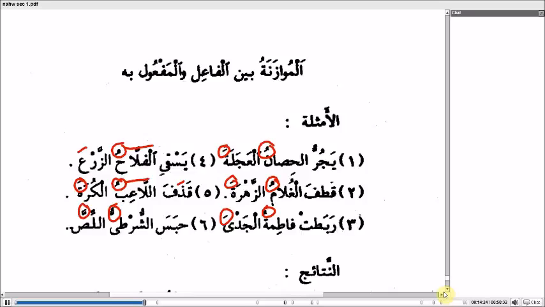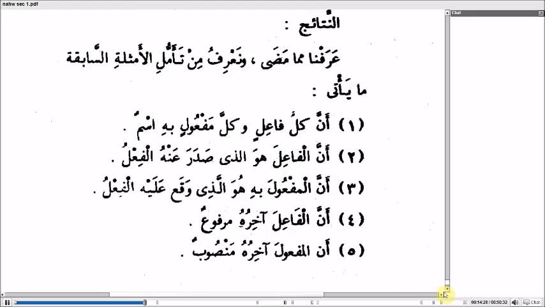So what do we learn from that? Something that we already know. We learn from these 12 examples that we just read: أن كل فعل فاعل وكل مفعول به اسم. That the fa'il and the maf'ulun bihi, they are nouns.